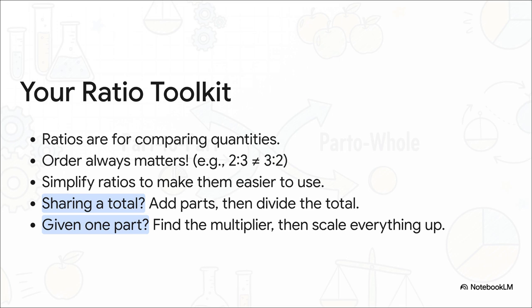Always simplify them if you can, but most importantly, always ask yourself one question. Am I sharing a total amount, or am I scaling from one part I already know? If you're sharing, you add the parts and divide. If you're scaling, you find the multiplier and build everything else up. If you can get that right, you can solve any ratio problem thrown your way.